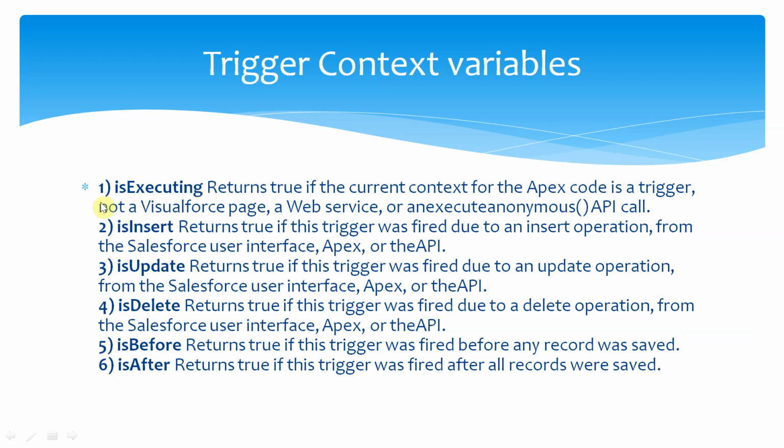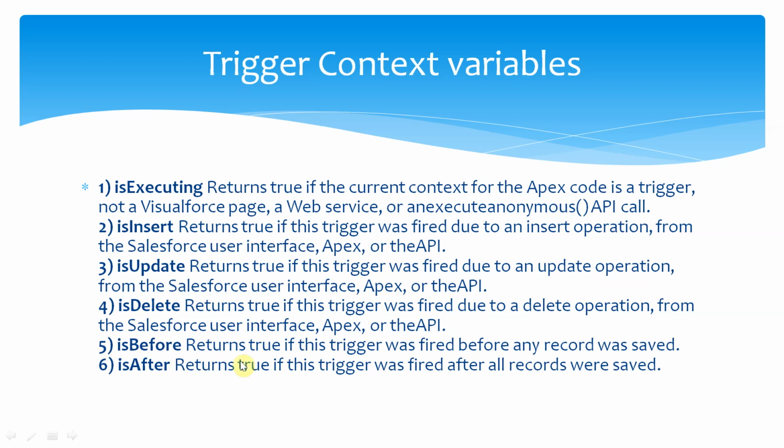Then you have isInsert, isUpdate, isDelete, which return a value to check whether this trigger was fired due to an insert, an update, or a delete. So from any place in Apex, you can check whether the trigger is in isInsert mode, or its record has got updated, or it's deleted.